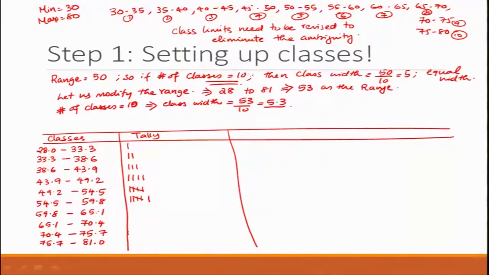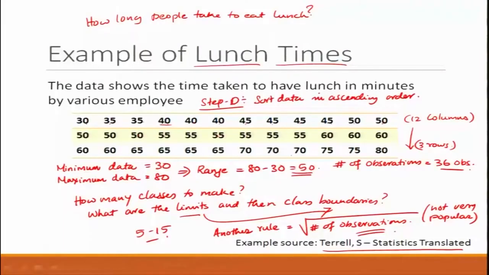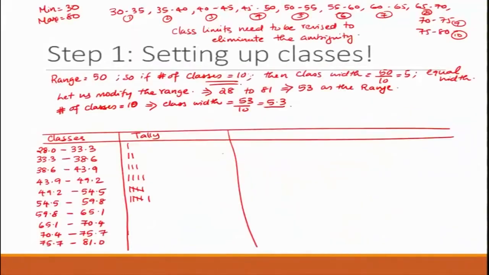Then 59.8 to 65.1. So, 59.8 and 65.1 means both 60 and 65 will come in. So, 1, 2, 3, 4, 5, 6, 7, 8, 9, 9 of them. So, then we go back and do the tally. That is 9 of them. Similarly, if you look at this, you have 3 of these. Then you have 2 of these and 1 of these.